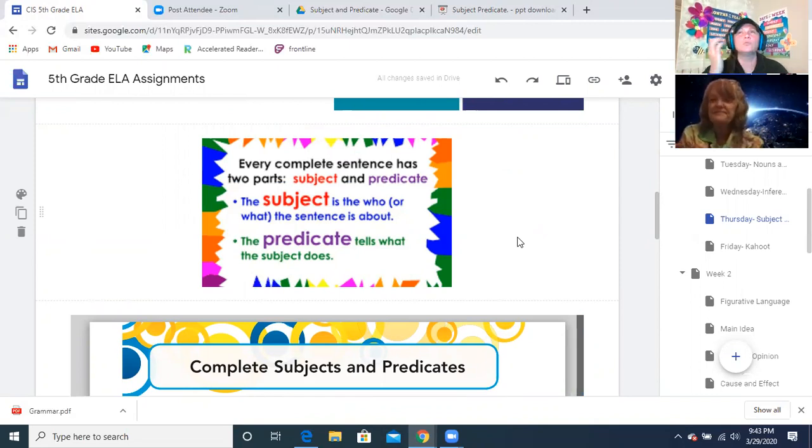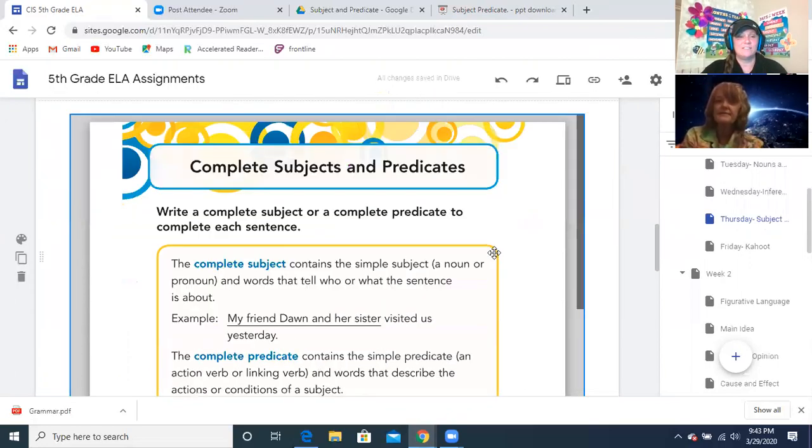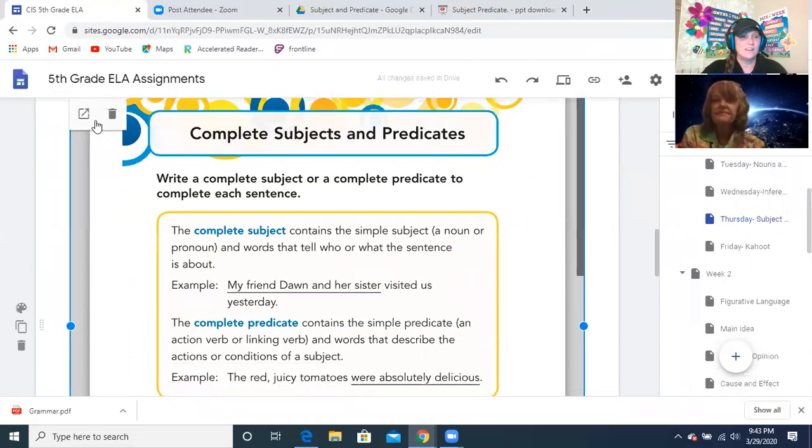Okay, let me ask you this. Do all sentences have a subject and a predicate? Yes, they all have to contain that, or they're not a sentence. Not a sentence. All right, let's do that.